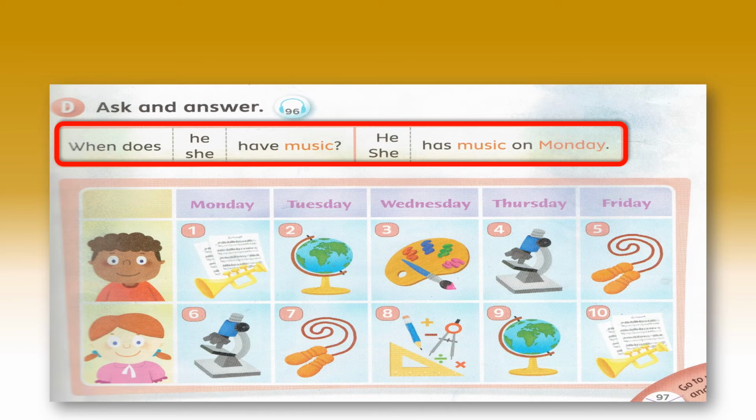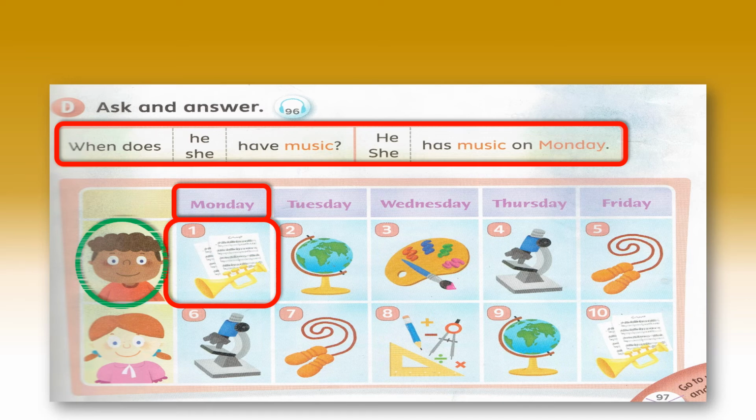He has music on Monday. She has music on Monday. So where's Monday? Here it is. Which one is music? Number 1 or number 6? It's number 1, isn't it? So now we know that it's the boy. So we know the answer will be he has music on Monday. Shall we do the other 9? Okay, let's go.